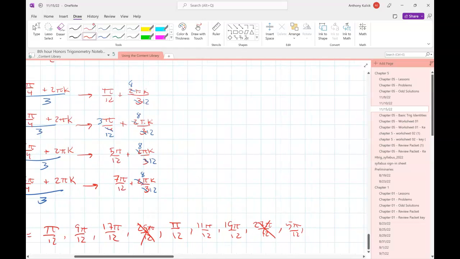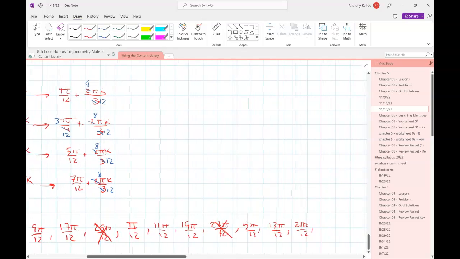I'll add 8 pi over 12 to that. That gives me 13 pi over 12. Do it again, 21 pi over 12. Do it again, and I'm too big.